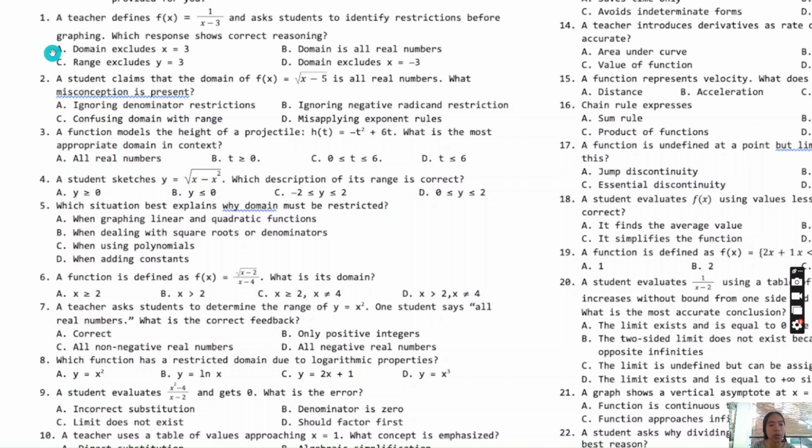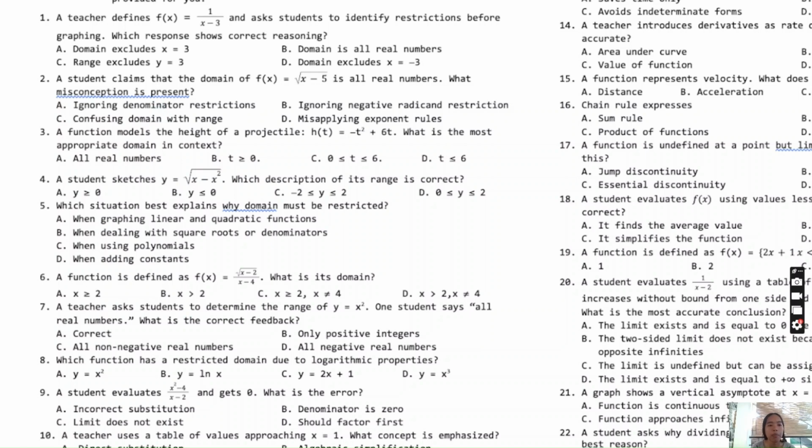Number one: a teacher defines f of x is equal to 1 over x minus 3 and asks students to identify restrictions before graphing. Which response shows correct reasoning? So, the answer of this is letter A. Domain excludes x is equal to 3.